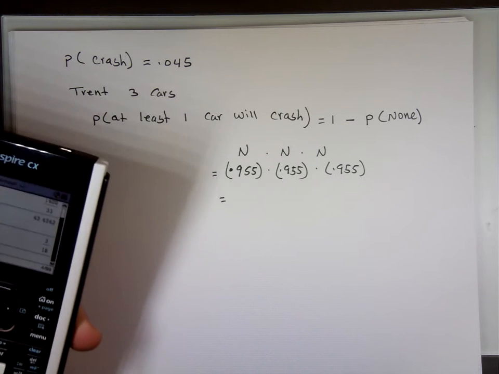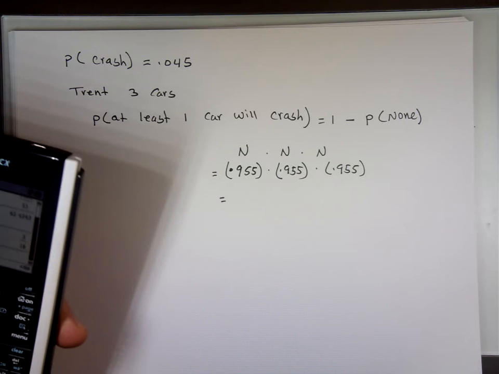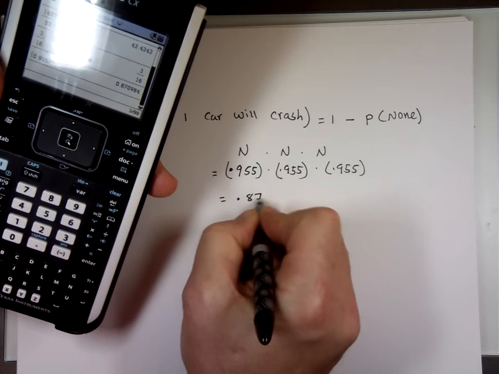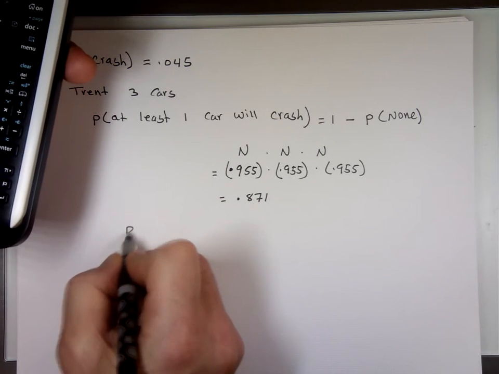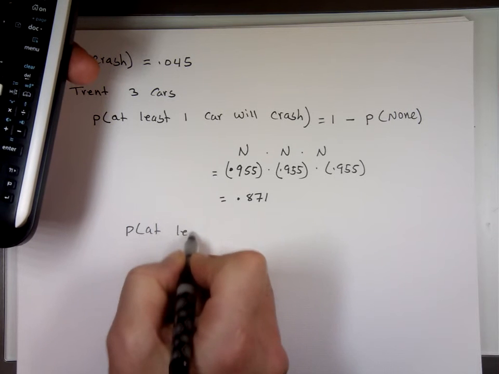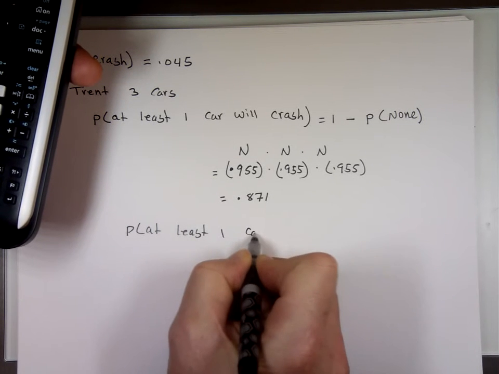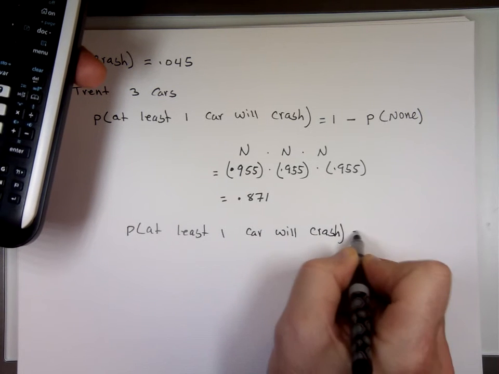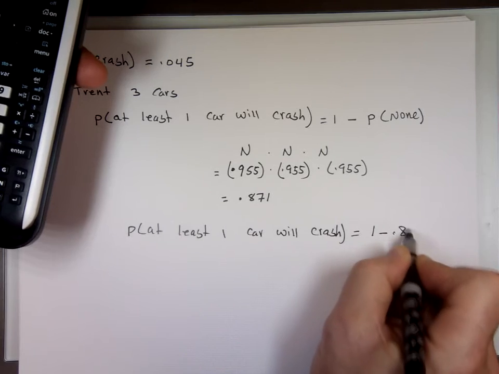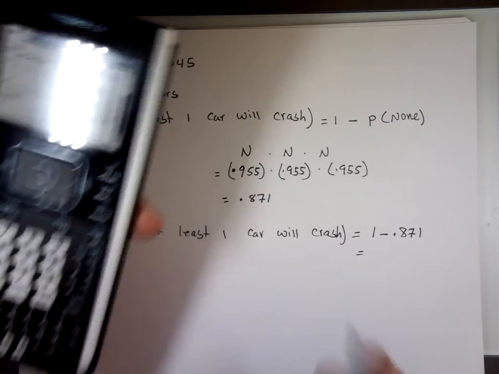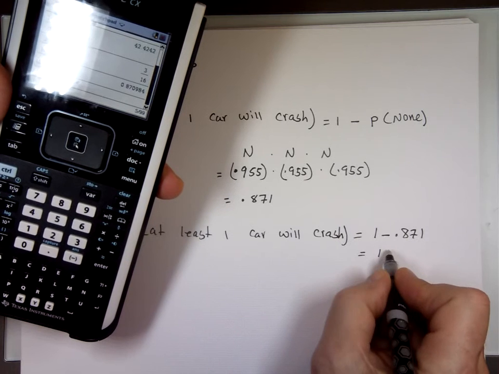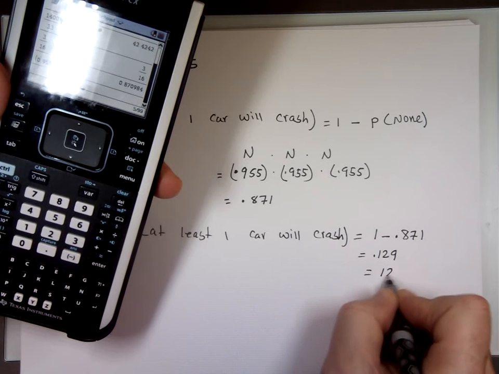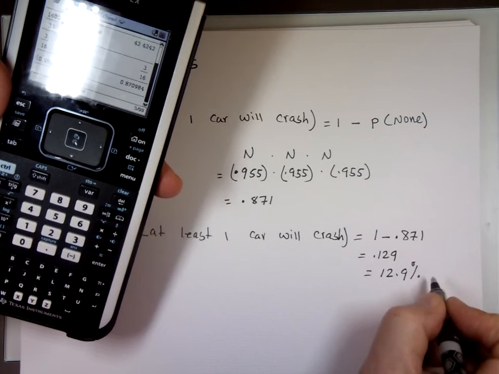0.955 to the power 3 equals 0.871 roughly. So what is the probability that at least 1 car will crash? 1 minus 0.871 is 0.129. Or there's a 12.9% chance there'll be 1 car crash.